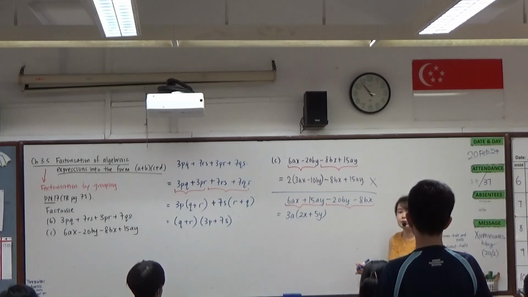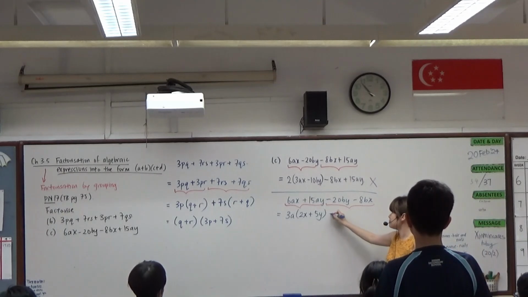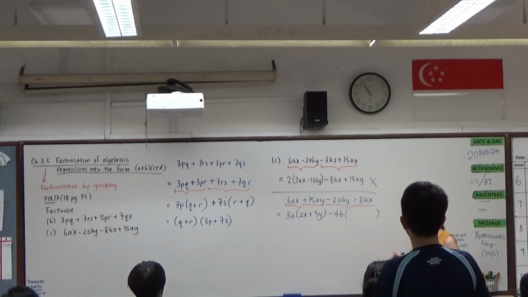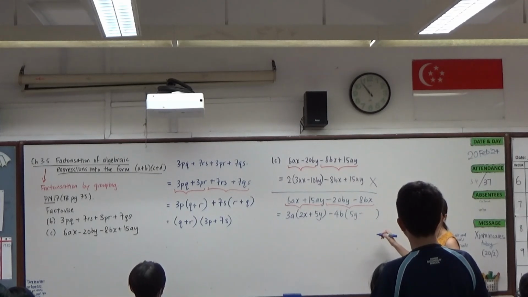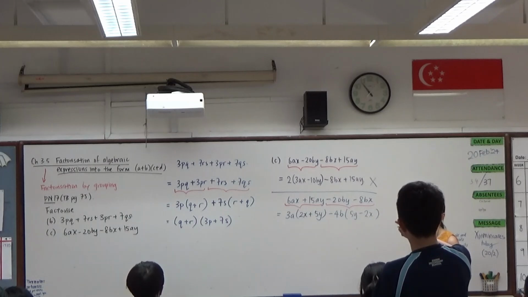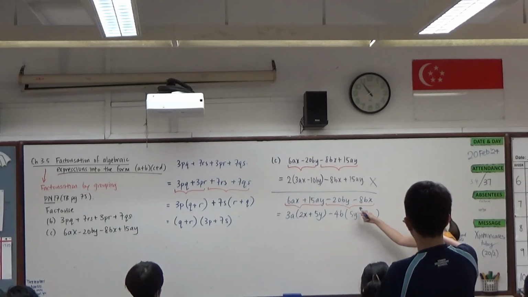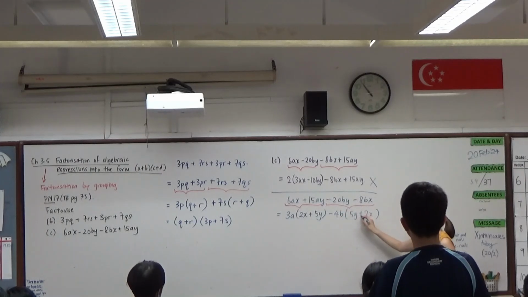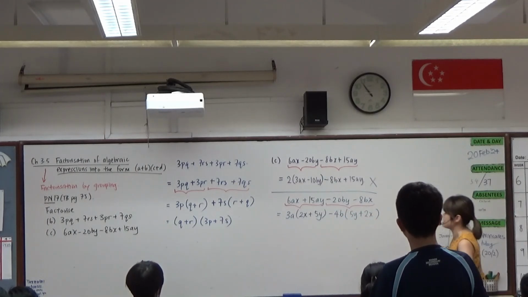Positive or negative? Negative 4b, okay, followed by 5y minus 2x. You sure it's a minus? Why is it plus? Okay, yes. Because down here is a negative, we took out a negative, so down here it has to be a positive. Right, thank you, I hope you succeed.